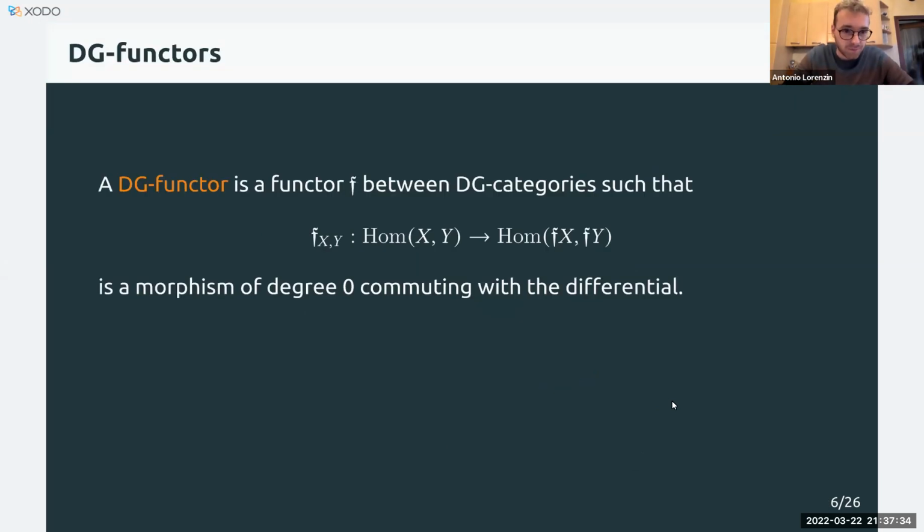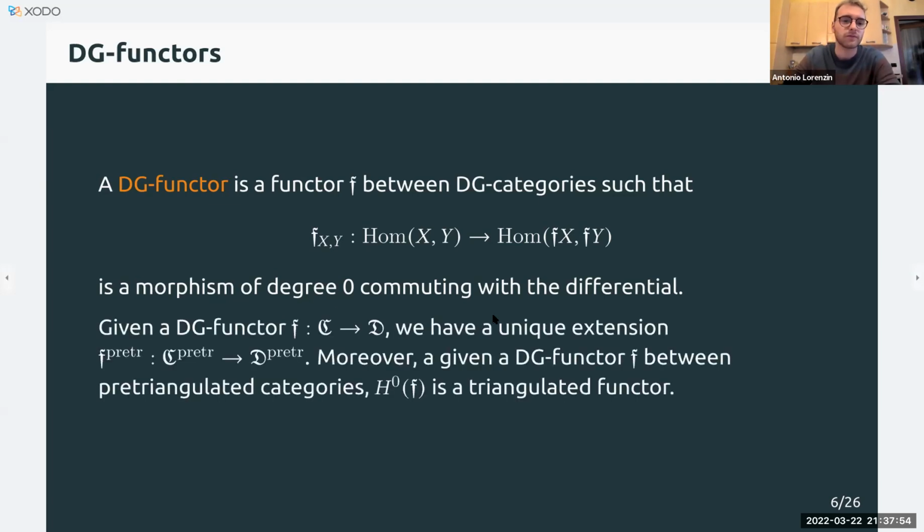So what is a DG functor? A DG functor is just a functor between DG categories, and we require that the morphisms between hom sets respect the DG structure. So they are morphisms of degree 0 commuting with the differential. Another important thing is that if we have a DG functor between two DG categories, then we can extend it uniquely to the pretriangulated closure. Moreover, if we have a DG functor f between pretriangulated categories, H0 of f is a triangulated functor. And this, well, comes directly from the definition of the cones and the shifts in the DG world.